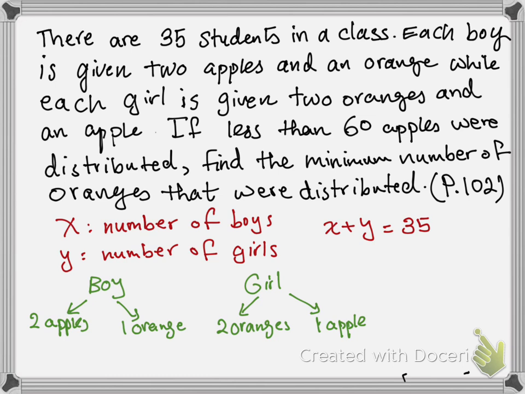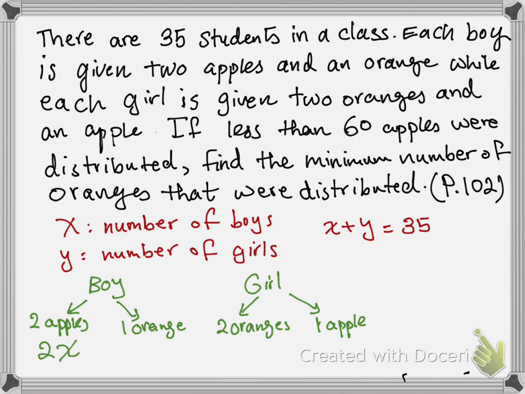So each boy is given 2 apples. So how many boys do we have? We have X boys. So X boys, each one is given 2 apples. So the number of apples given to the boys is 2X.